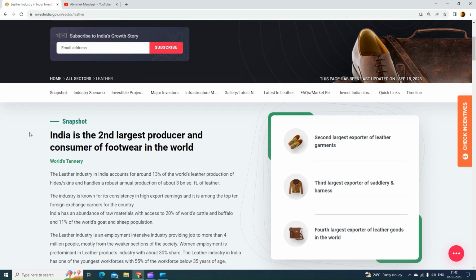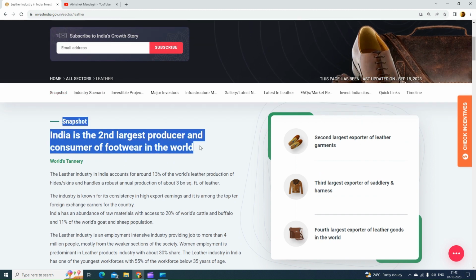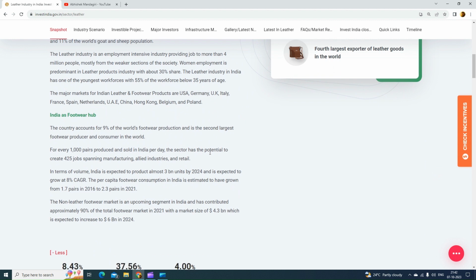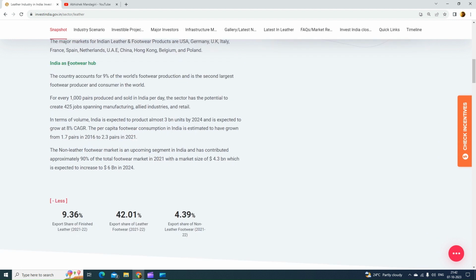Here you can see in the snapshot itself the headlines. India is the second largest producer and consumer of footwear in the world. If you come down, you can see a heading, India as footwear hub, and it states that the country accounts for 9% of the world's footwear production and is the second largest footwear producer and consumer in the world. So we are the second largest producer as well as consumer, and whatever products are made in India contribute 9% of the world's footwear production. So if 100 pieces are sold anywhere in the world, 9 pieces are made in India.